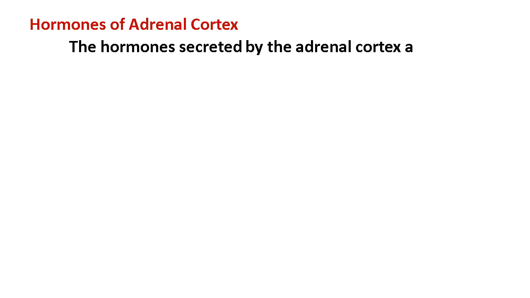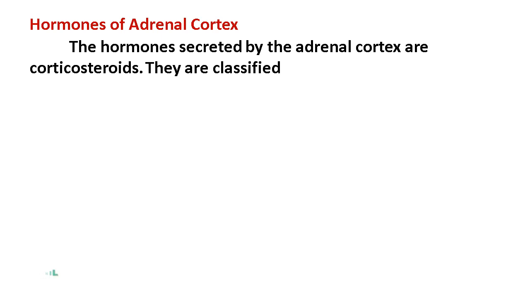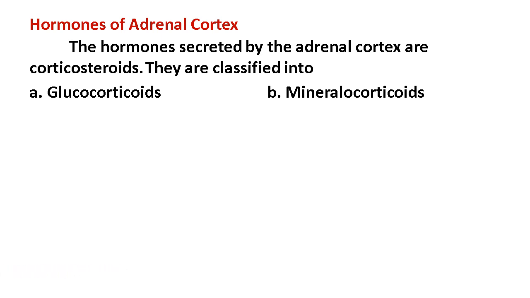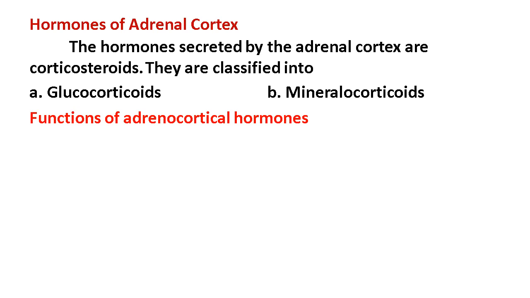Hormones of adrenal cortex. The hormones secreted by the adrenal cortex are corticosteroids. They are classified into glucocorticoids and mineralocorticoids. Let us discuss the functions of adrenocortical hormones.